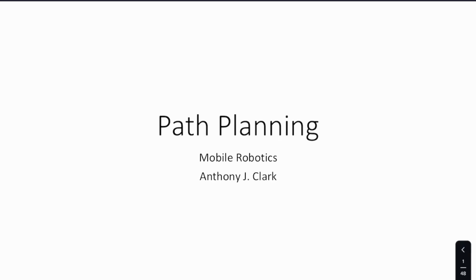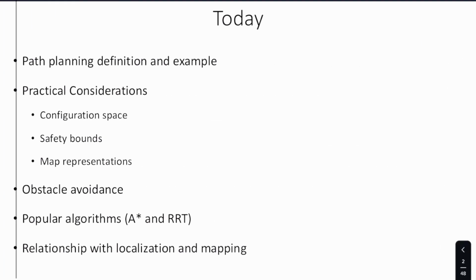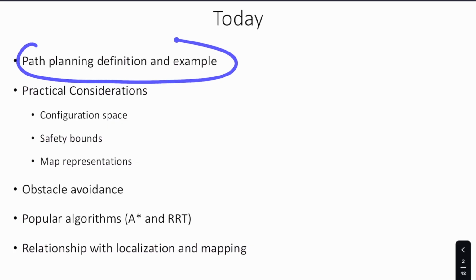We're now ready to tackle our last subject for the semester, which is path planning. So the goal for today is to give you a definition for path planning and then consider an example that we'll work through a few times with different algorithms. We'll talk about some of the practical considerations for path planning, talk a little bit about obstacle avoidance.